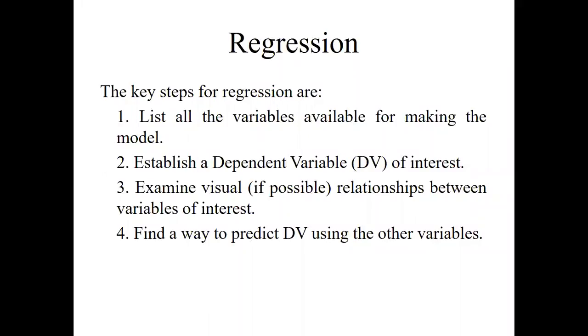What are the key steps of regression? First, it will list all the variables available for making the model, and it will establish the dependent variable of interest and examine the visual relationship between the variable of interest by using a scatter plot, and find a way to predict the dependent variable using the other variables.